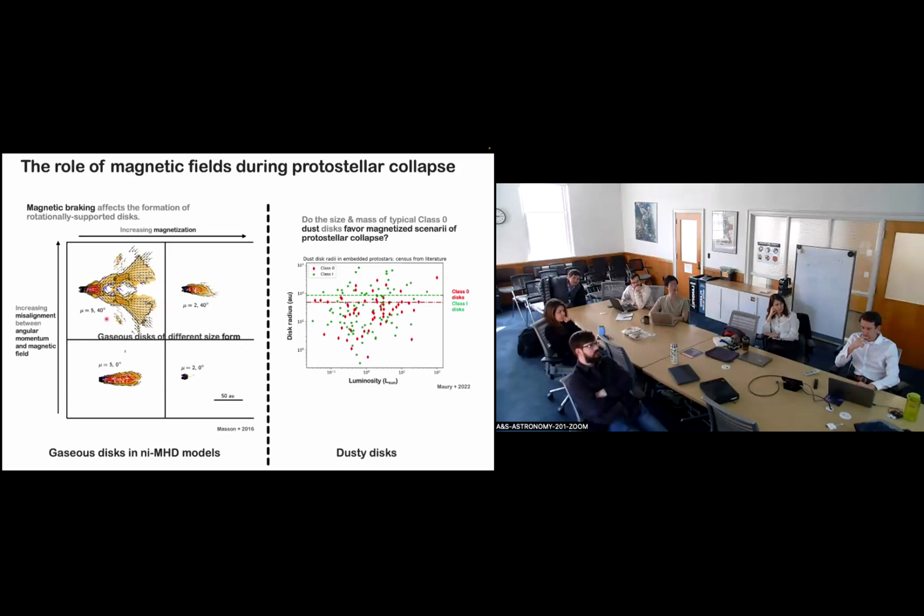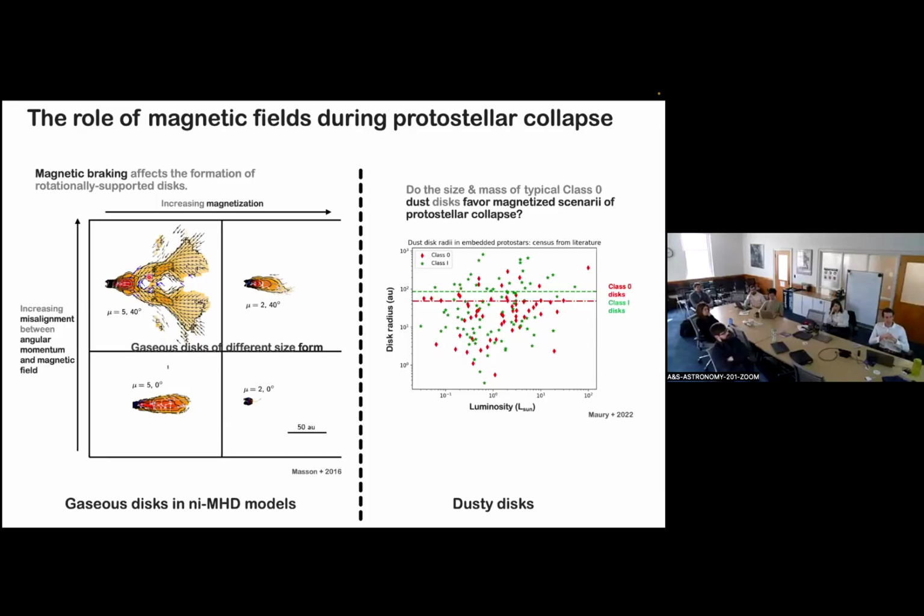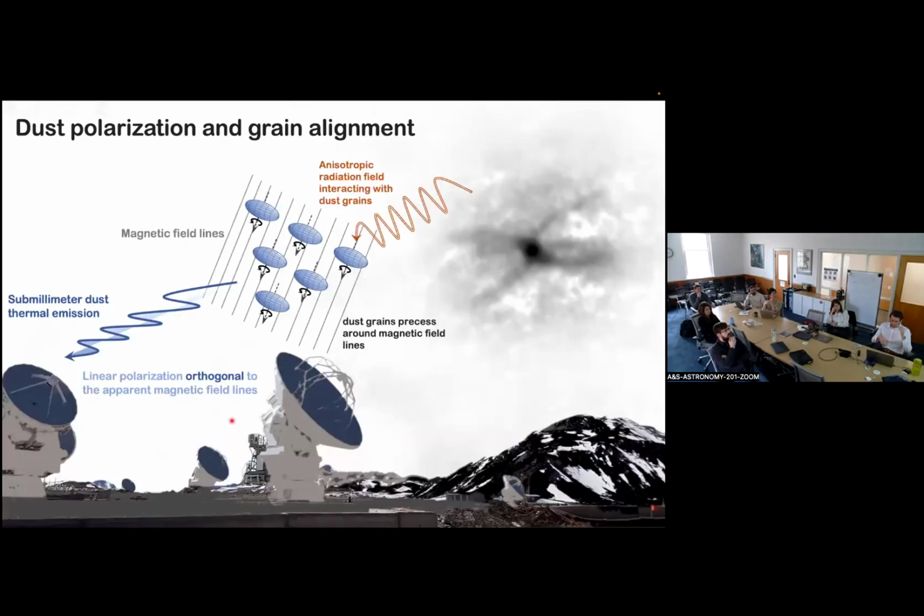If you look at MHD models implementing this evolution of coupling between matter and B field, you see that indeed the magnetization is important. It has a key effect on the subsequent disk formation. Whether you vary the magnetization or the alignment between magnetic field and angular momentum, the disk you form in the MHD model is very different. This is what we're trying to observe, to relate the disk with the properties of the magnetic field. All right, and how do we do this?